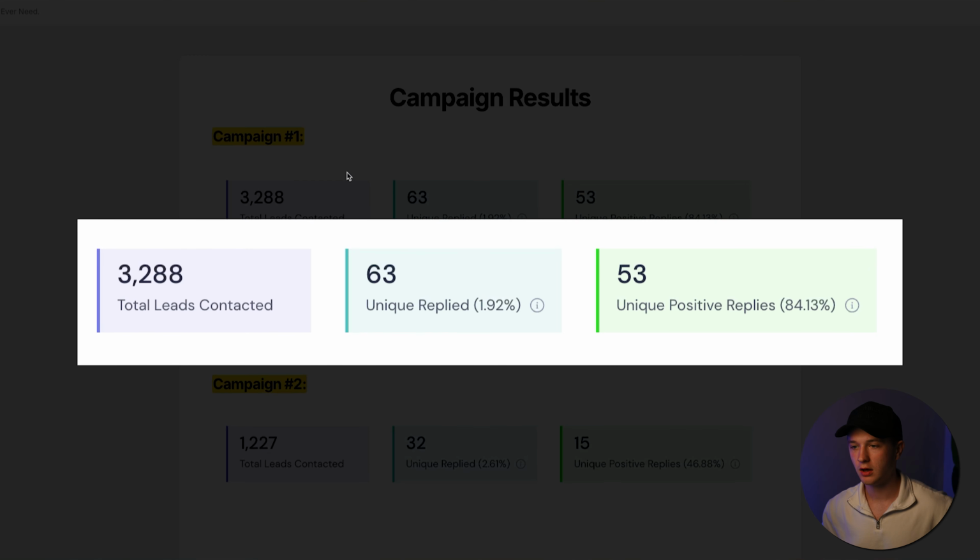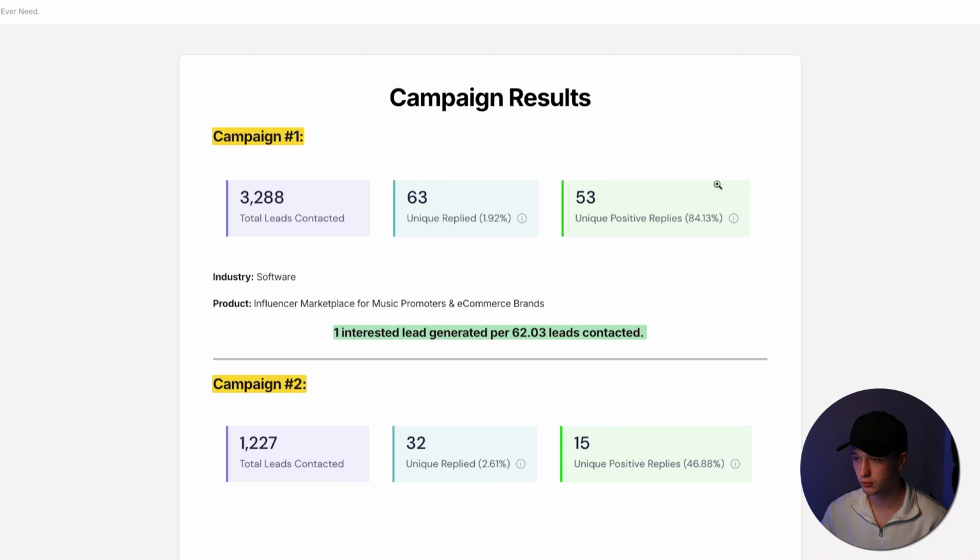So contacting 3,288 leads, you would get 62 positive responses, 53 unique responses, and then unique positive responses. So this is something that isn't out of the world, right? This was for a software company, and they were promoting basically an influencer marketplace for music promoters and e-commerce brands, right? So you can imagine what type of platform and what type of company it would be. So this comes down to one interested lead generated for every 62 leads contacted.